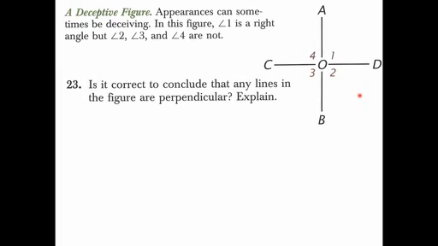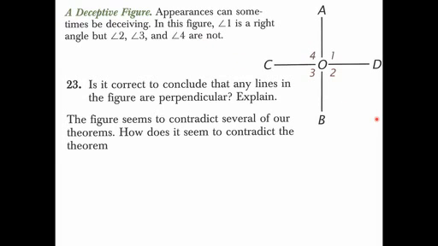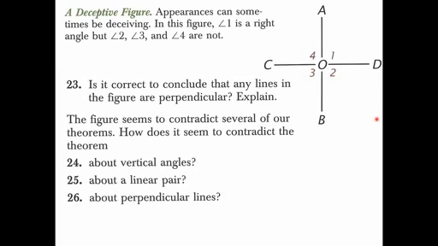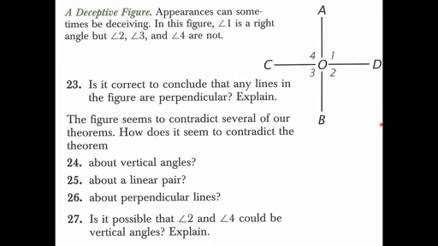Is it correct to conclude that any lines in the figure are perpendicular? Keep going back up to the given here and look at that carefully, and then explain. These last three are contradictions then that we get from the drawing. Keep the givens in mind. This is a good one to think about. And finally, is it possible that 2 and 4 could be vertical angles? These two, could they be vertical angles? Good question.